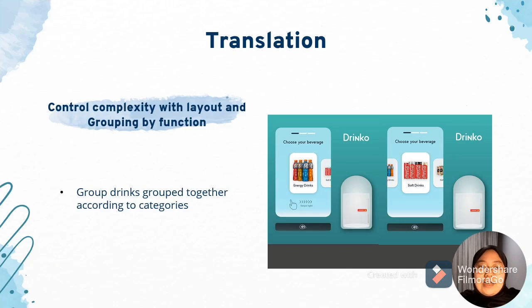We have applied the design guidelines of control complexity with layout and grouping by function. As you can see here, the vending machine is redesigned to group the drinks together according to their categories. Categories are categorized into one button, which is energy drinks, and drinks such as Coca-Cola, Pepsi, 7-Up are categorized into one button, which is soft drinks. The vending machine is designed like this to avoid wrong button selection that often occurs in the old vending machine due to too many choices to be chosen from.